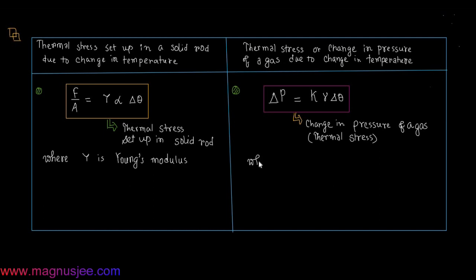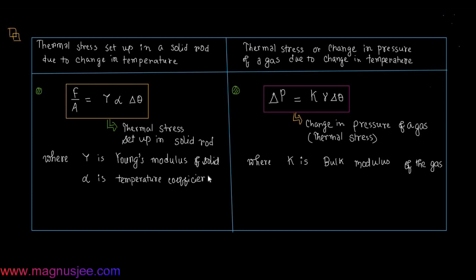On the right hand side, K is the bulk modulus, also denoted by capital B. K is the bulk modulus of the gas, and here Y is the Young's modulus of the solid rod. Alpha is the temperature coefficient of linear expansion of the solid rod.